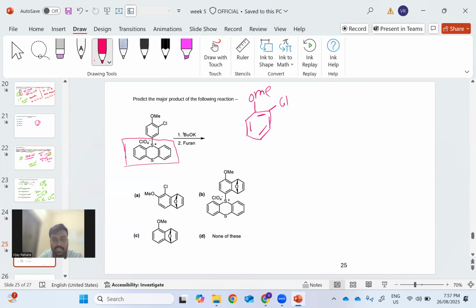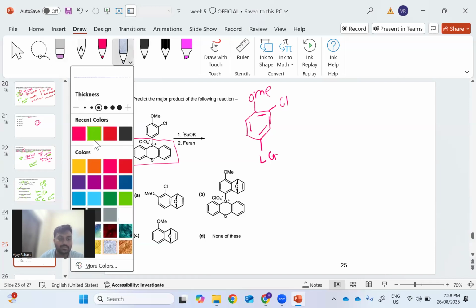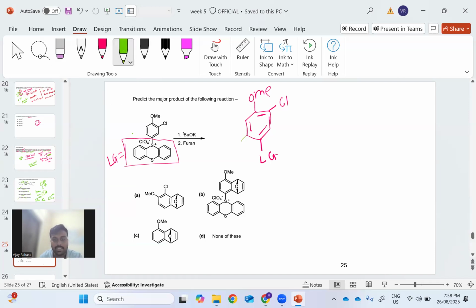And the Cl. And I will draw the good leaving group. So this will be the leaving group. And now, I told you to observe the structure, it has two protons. So these are the two protons which can be abstracted by this potassium tert-butoxide.